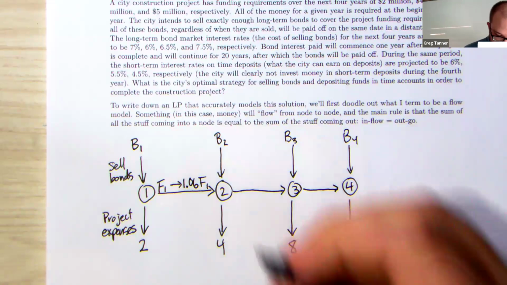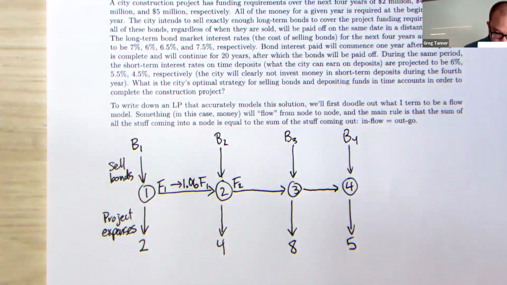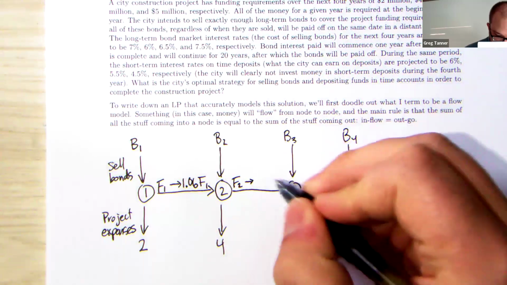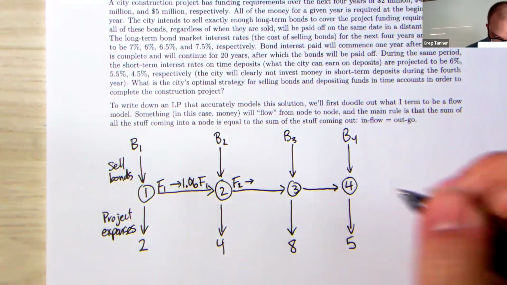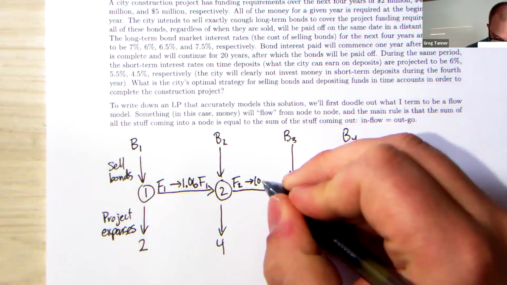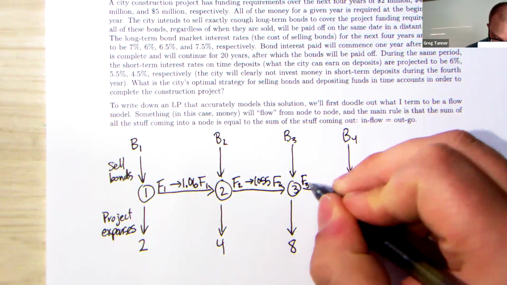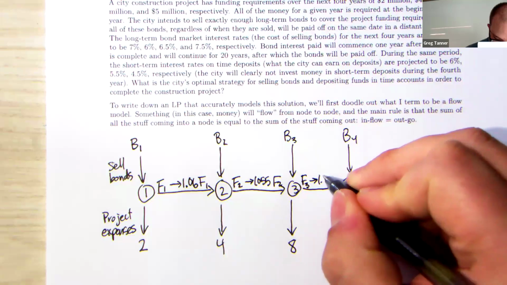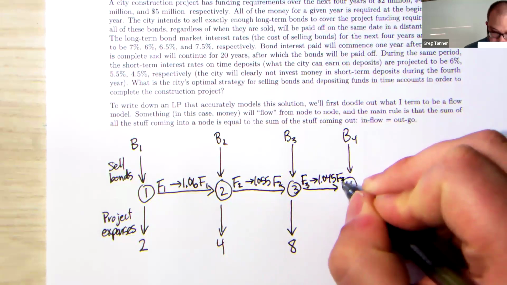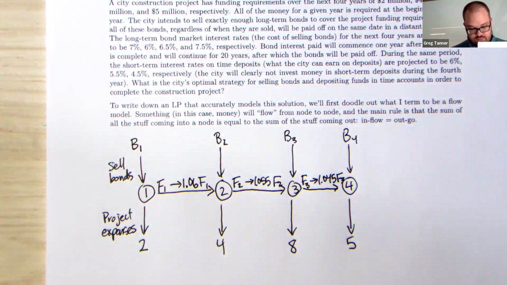Flowing into year 2. We'll do the same for the flow coming out of year 2, and it's going to pick up some interest of 5.5%, so 1.055 F2 flows into year 3. F3 flows out, and it picks up 4.5% interest as it flows into year 4. Okay. So that is the essential idea of a flow model: can you diagram what's moving through the model, what are the inflows, what are the outflows.